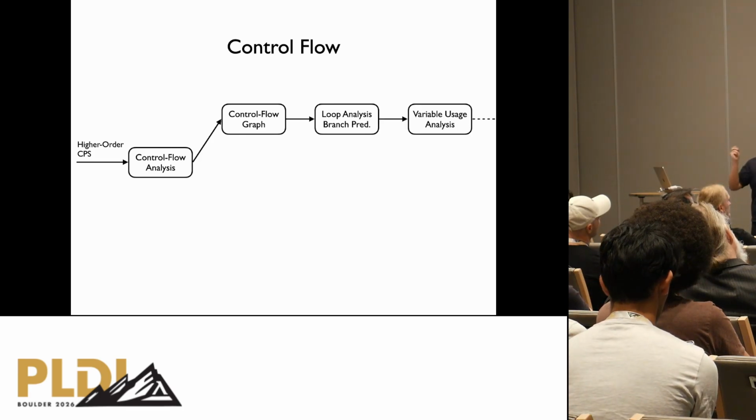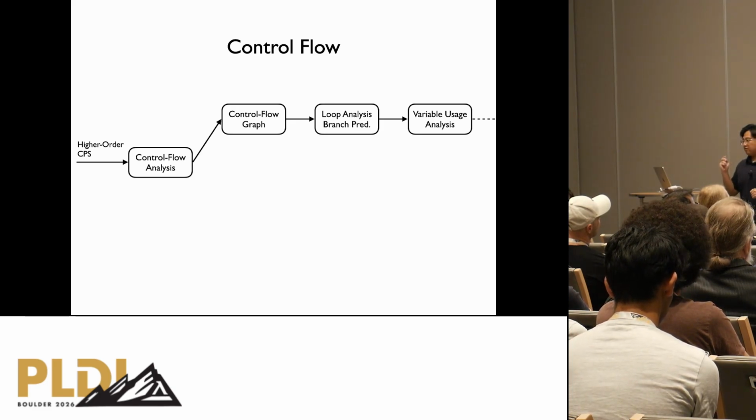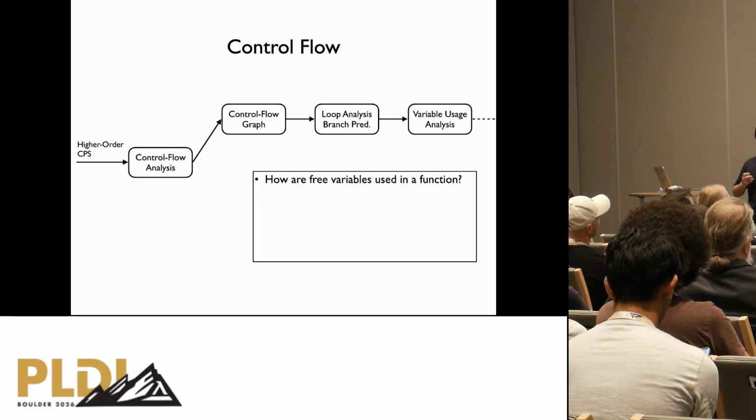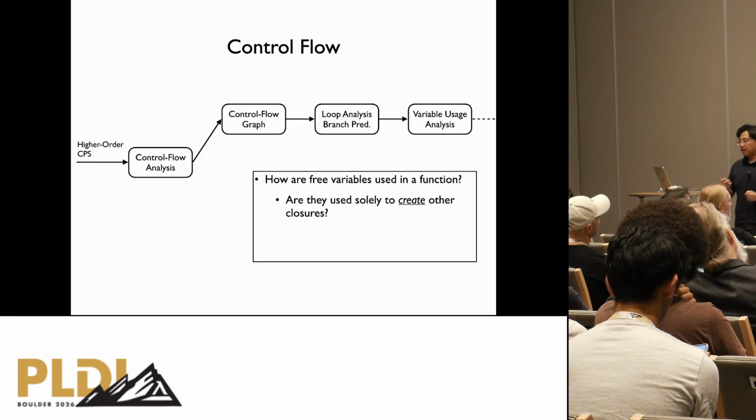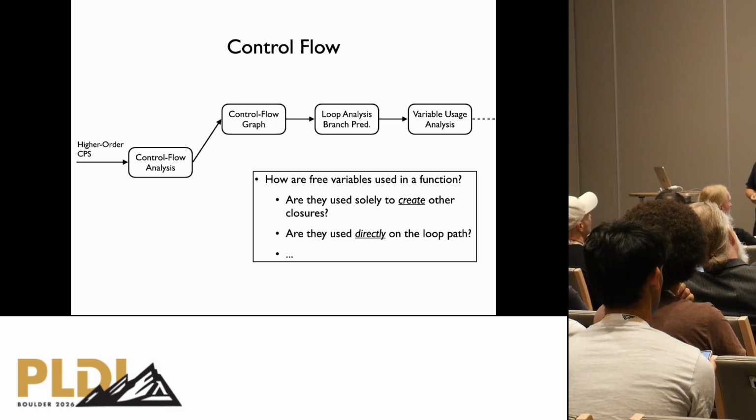From there, we consume that result by performing a variable usage analysis that tells us how a variable, or a free variable specifically, is used in a function. Are they used solely to create other closures? That means it's a prime target for sharing. Are they used directly on the hot loop path, which means it's a prime target for compaction?